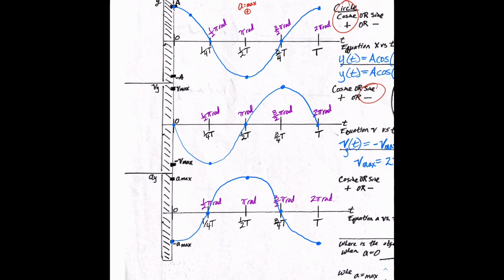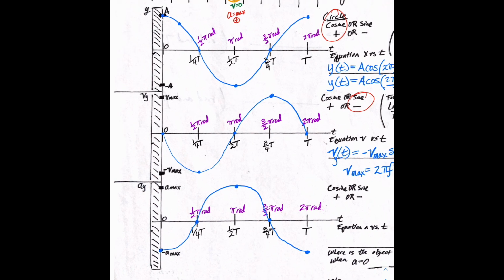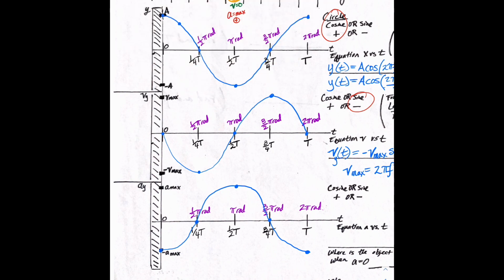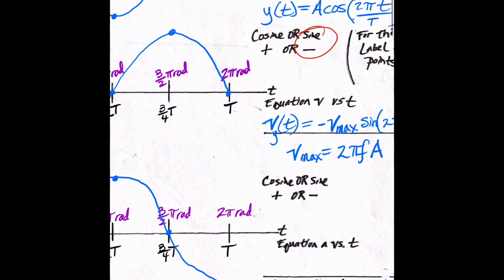And that's important to realize, because that's always going to be true: the acceleration graph is going to be an inverted position graph, and the position graph is going to be an inverted acceleration graph. And so that's a good shortcut to remember. So let's go ahead and label that then. This is an inverted cosine wave that we have here, also known as a negative cosine wave.